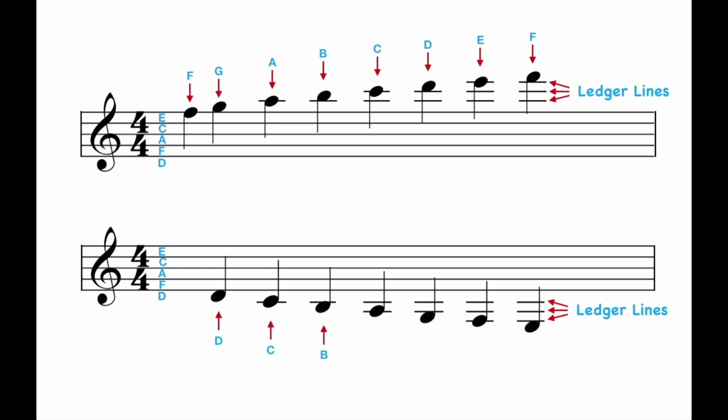We keep moving down, next space will be a B, onto the next line is an A, next space is a G, and then an F, and then an E. So these are all the extra notes on a treble clef stave, and it's just a case of taking the note you do know and counting up and down from there.